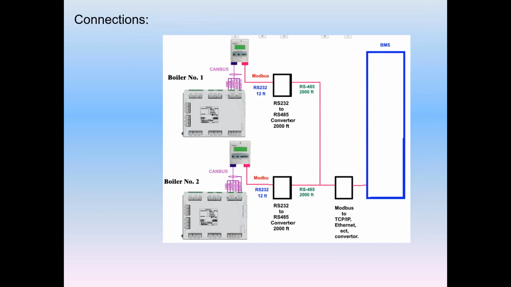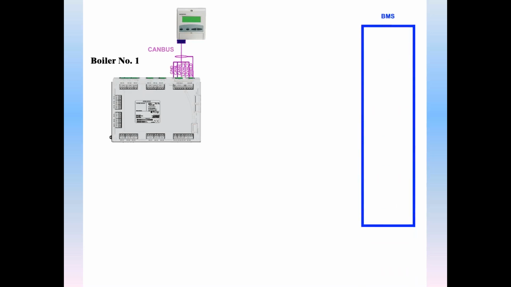Let's take a look at how you connect up Modbus on the LMV5 system. If you have, for example, boiler number 1 with an AZL, that is connected through CAN bus, not Modbus. CAN bus communication is the closed communication system between the AZL display, the LMV5, and the actuators, including the oxygen trim module. If you want to add a BMS or an HMI, you would connect Modbus to the RS-232 connection, and you'd have a running distance of about 12 feet.